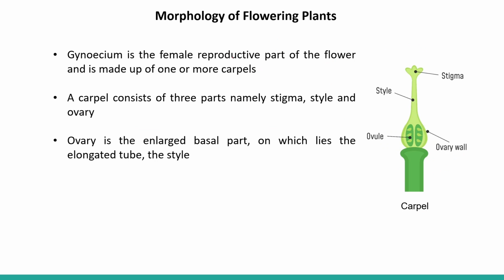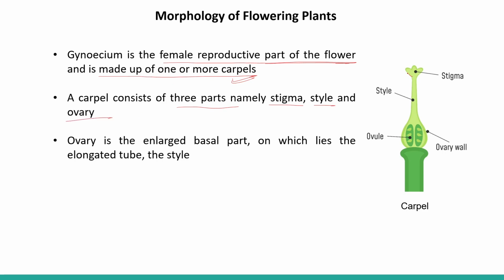Gynoecium is the female reproductive part of the flower and it is made up of one or more carpels. So gynoecium is the female reproductive part of the flower. Okay, and carpel consists of three parts, namely stigma, style, and ovary.